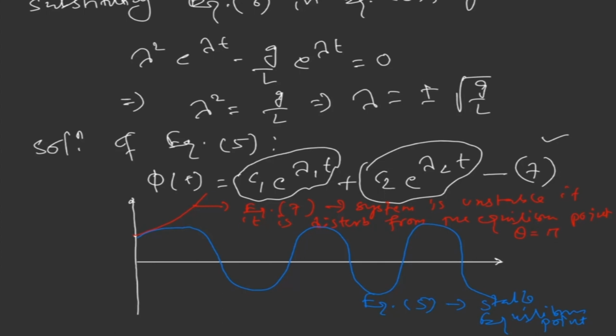And this is how we can define the system stability around the equilibrium point. For equation 7, the response in the red color, due to the equilibrium point, is unstable. And in the second case, equation number 5, the system is stable. It is a sustained oscillation of the same magnitude.